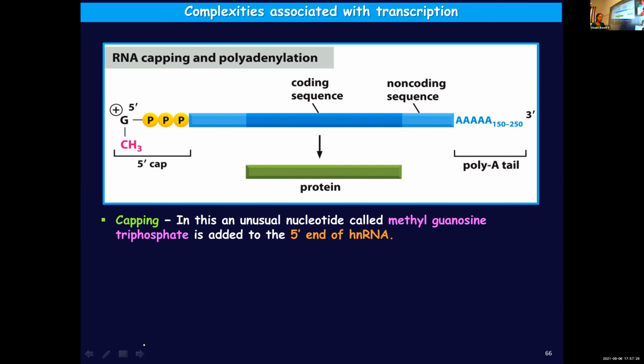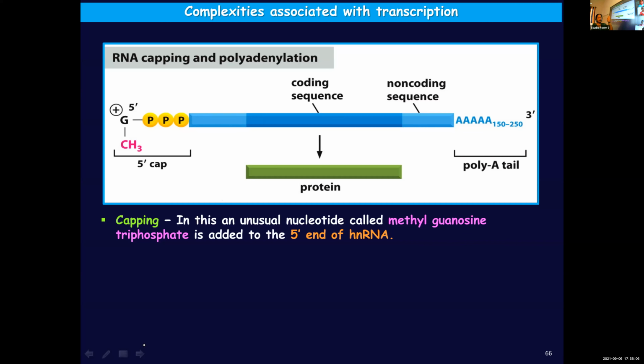So in capping, methyl guanosine triphosphate. Where it is added? To the 5' end of hnRNA. You should not write at the 5' end of messenger RNA. hnRNA. Only when splicing, capping and tailing procedures are over, it will change into messenger RNA. So first step we learned splicing, removing introns, joining exons. Second step, capping. Hearing the term cap, 5' end.